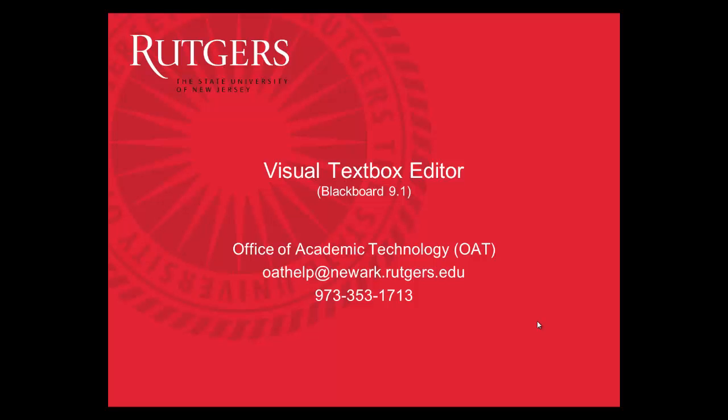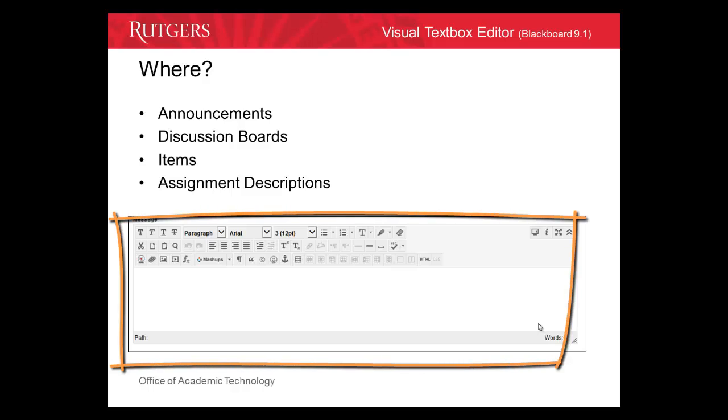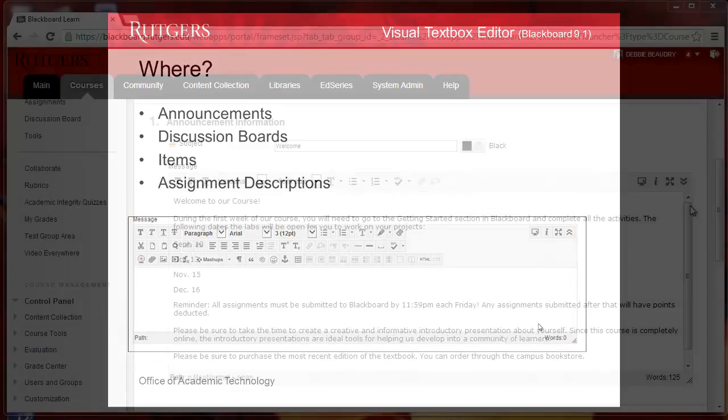In this video, you'll learn about the Visual Textbox Editor in Blackboard. The Visual Textbox Editor allows you to format your text in many areas in Blackboard, including when you create an announcement, a discussion board post, an item, and an assignment. Anywhere you see this box, you're using the Textbox Editor.